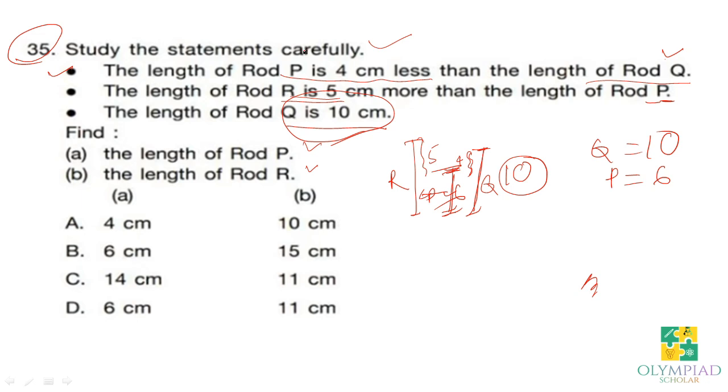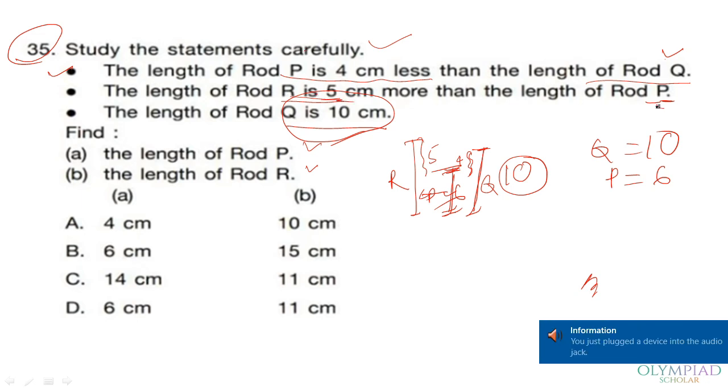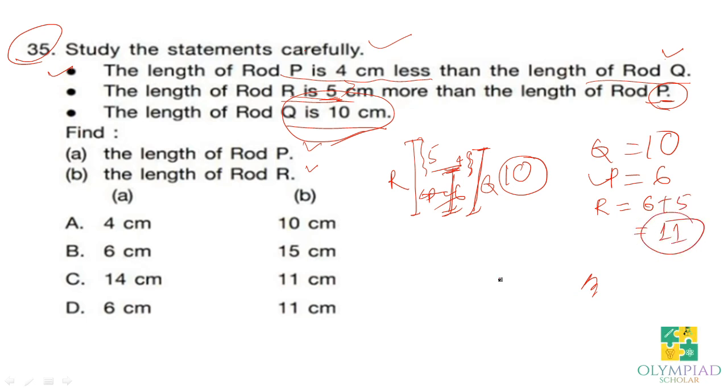The length of rod R is 5 centimeter more than P. Now we have P, so R is 5 centimeter more. So how can you find R? R will be 6 plus 5, which equals 11 centimeter. Okay, so now we have got all the lengths: Q was given as 10, P we have got as 6 and R is 11.